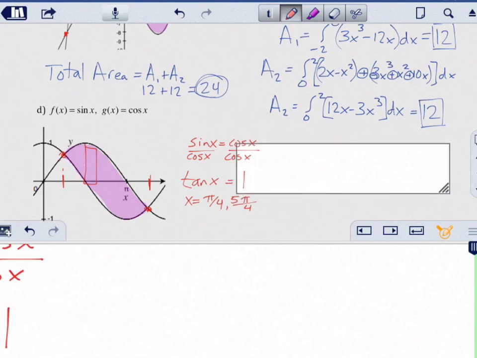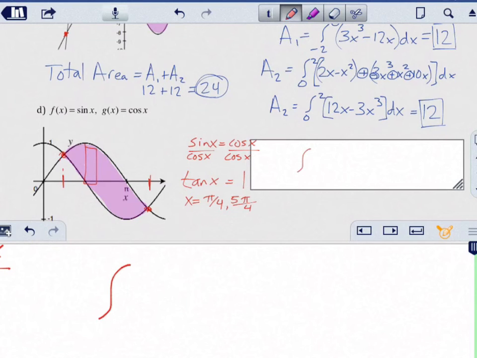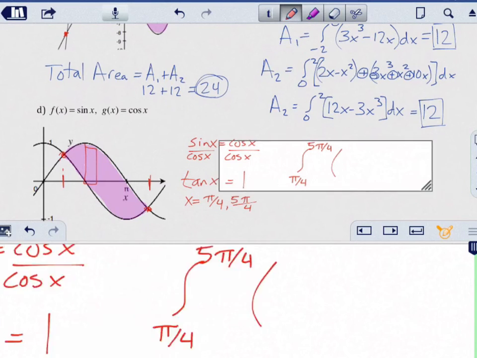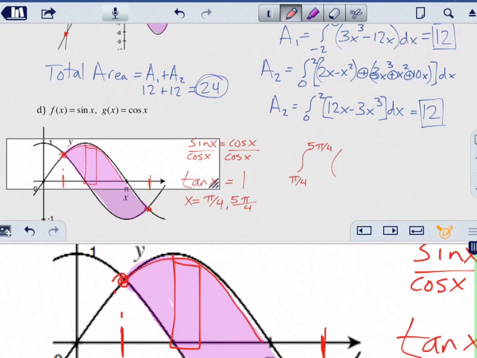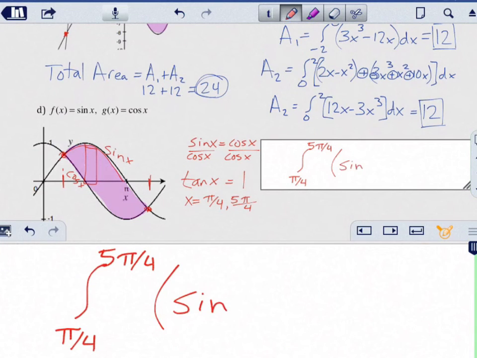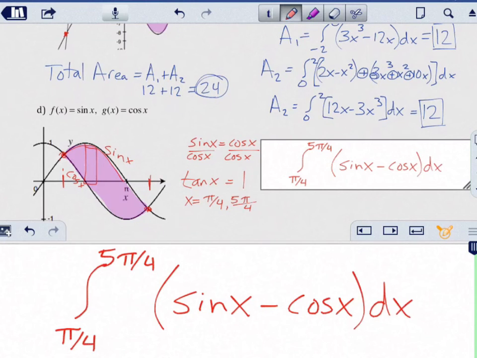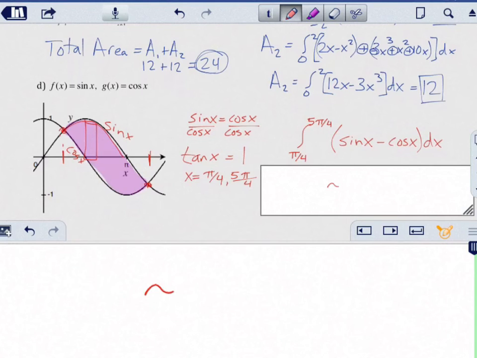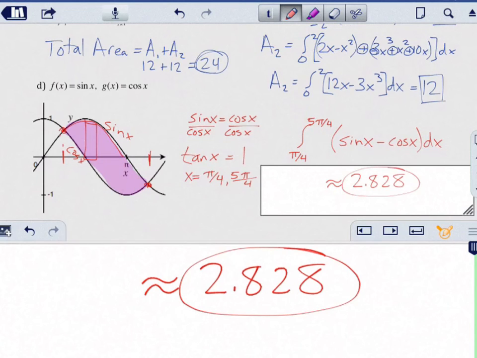Okay, so then we have our definite integral from pi over 4 to 5 pi over 4 of the top function. Well, the upper function here is going to be sine x, and the bottom function is going to be cosine x. So we have sine x minus cosine x dx. Then we can just use our calculator here, and we get an approximation of about 2.828. All right, let's move on.